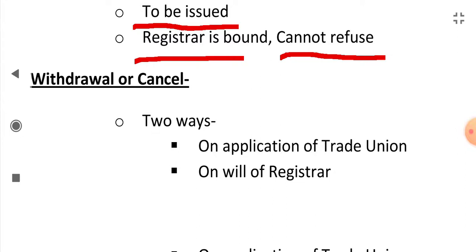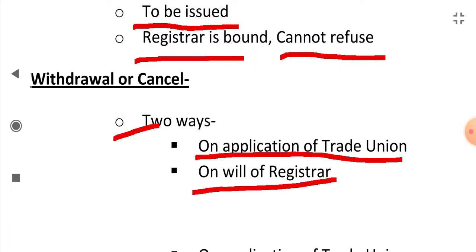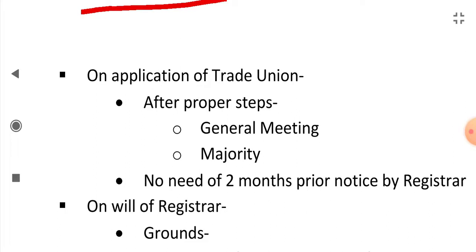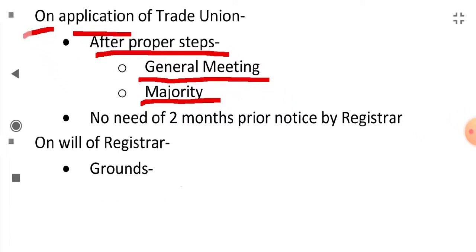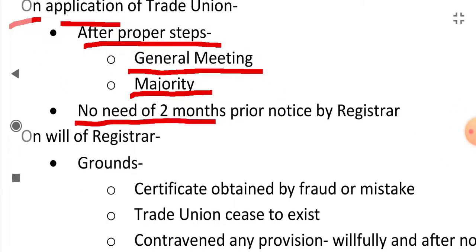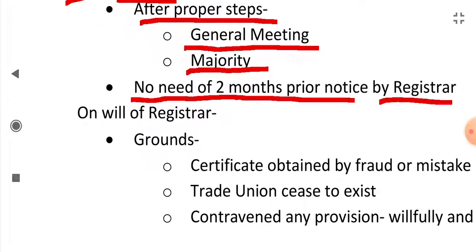Withdrawal or cancellation of registration can happen in two ways. The registration can be withdrawn or cancelled either on application of the trade union itself or on the will of the registrar. The first way, on application of the trade union: first there will be a general meeting of all the members, office bearers and executives, and if the majority pass a resolution that the registration should be withdrawn or cancelled, then the application will be submitted. There is no need for 2 months prior notice by the registrar through this method.